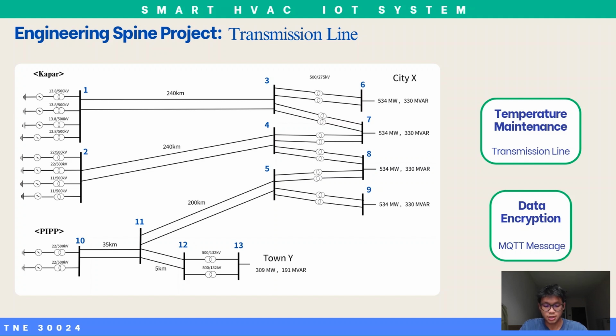In conclusion, the IoT system is very suitable to apply to transmission line applications for temperature maintenance and data encryption.